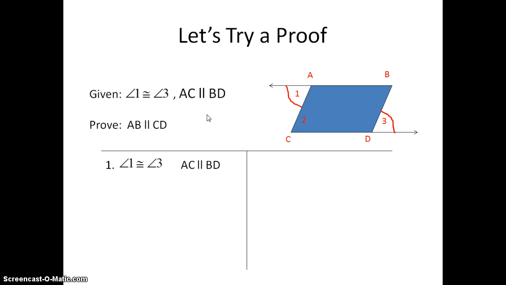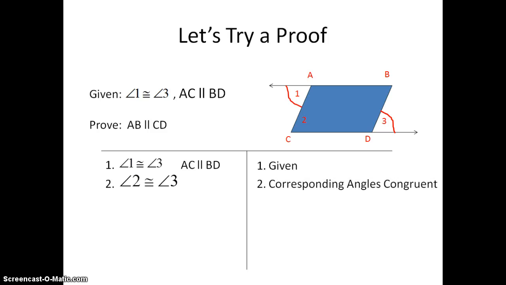We're going to have to use a converse theorem because that's the only way you can show that lines are parallel. So first step we always know is the given. Now let's look at this. If AC and BD are parallel, can I say that any other angles in this picture are congruent? Well, angle 2 and 3 are going to be corresponding angles, so I can say that they are congruent because corresponding angles are congruent.